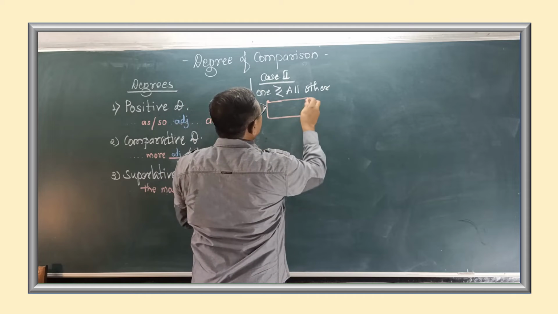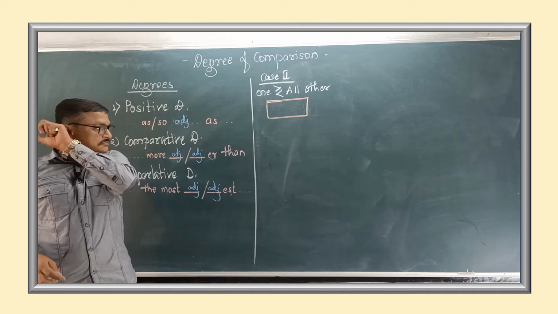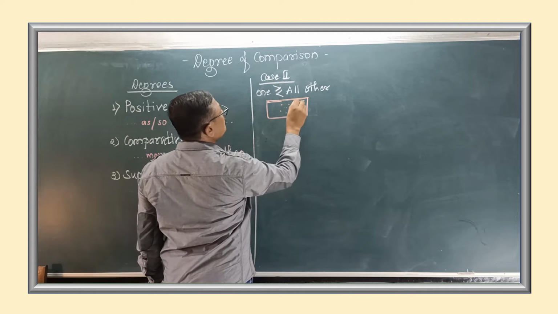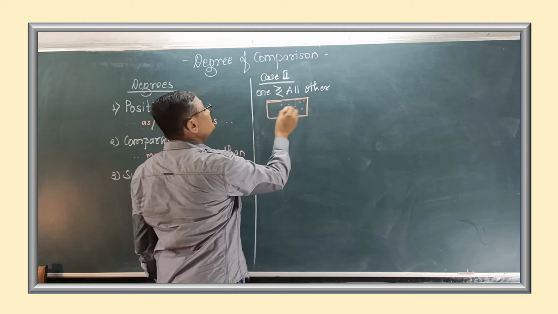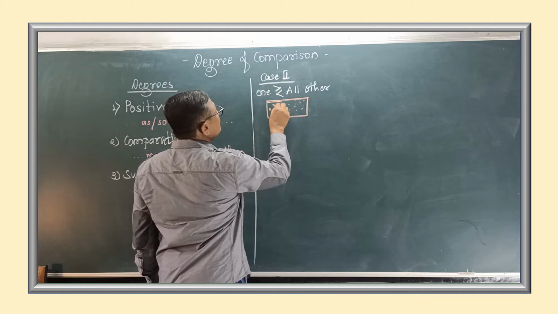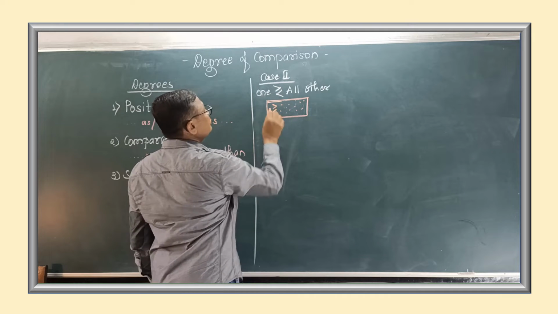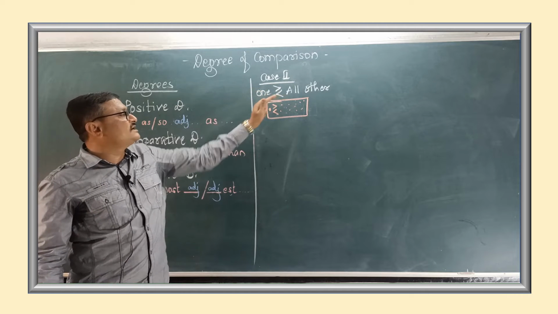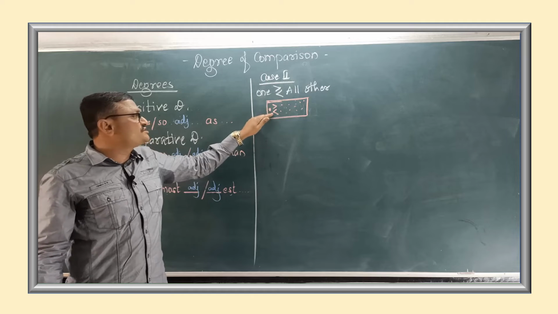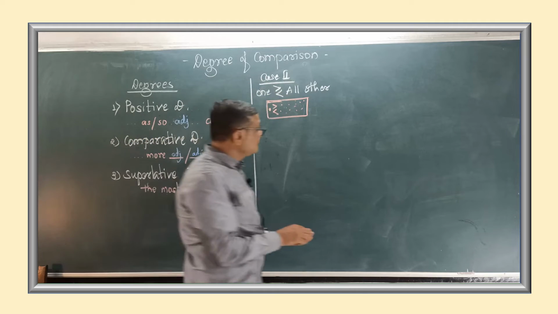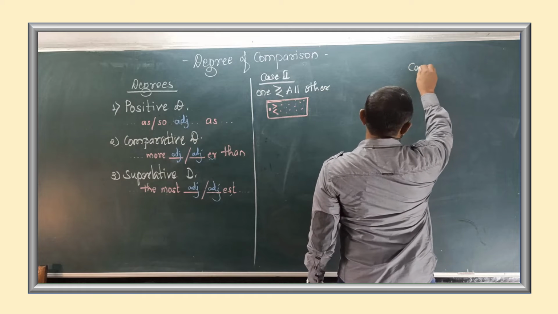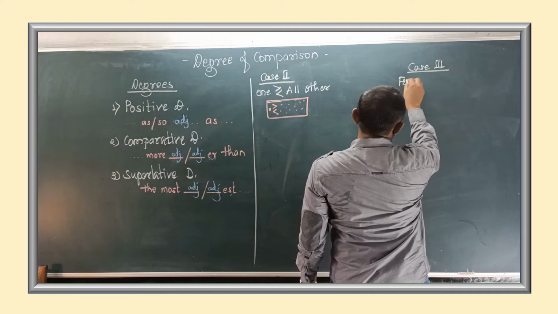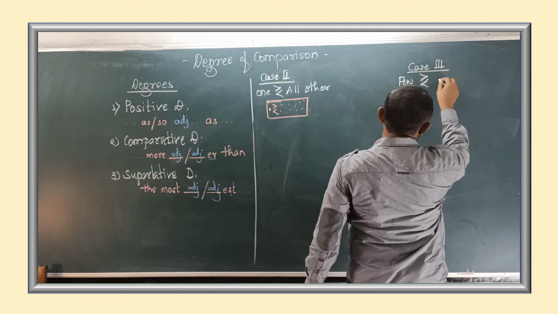If this is a group of the same thing, there are so many, and out of these, one is greater or less than the others. In this case, the comparison is done in this way: one object is compared with all others. And in case 3, few are compared with most others.